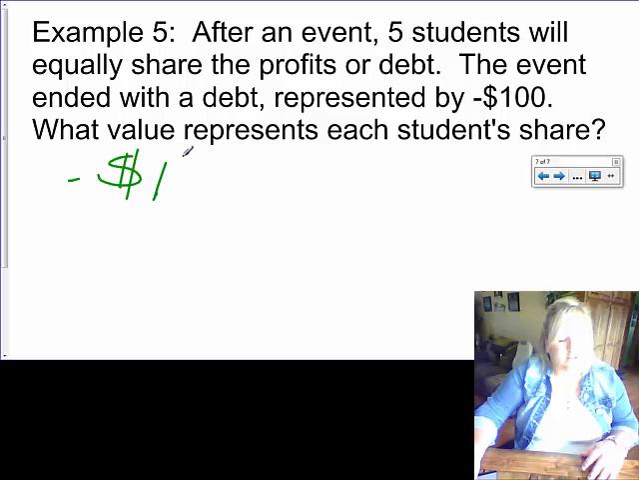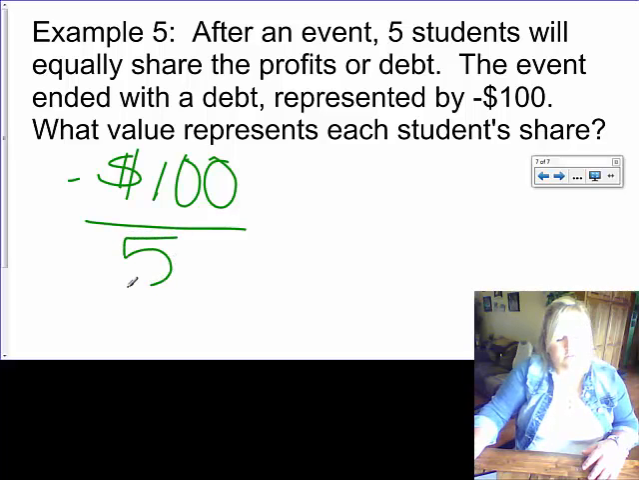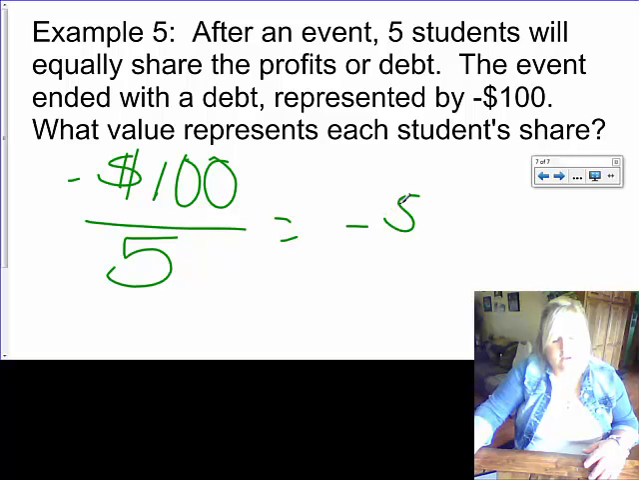So the best way for me to do that is to divide. So I'm going to take negative $100 and I'm going to divide that by 5 students. So my answer here would be that each student owed $20 because the value that represents each student's share would be a negative $20.